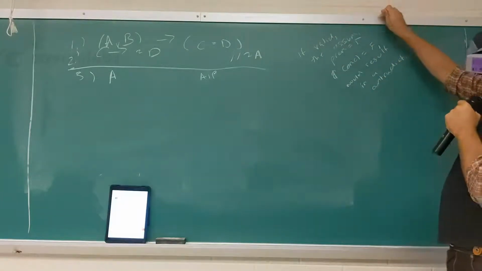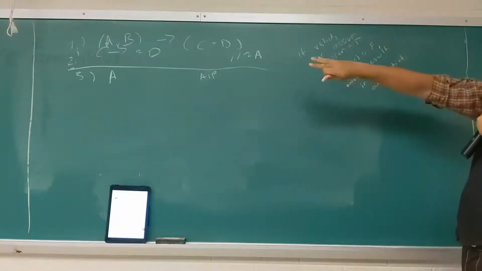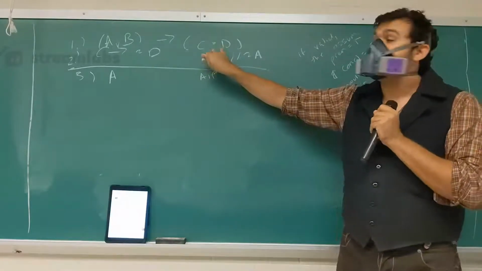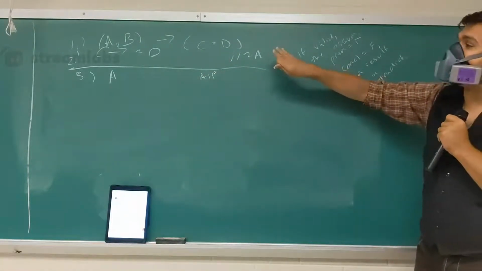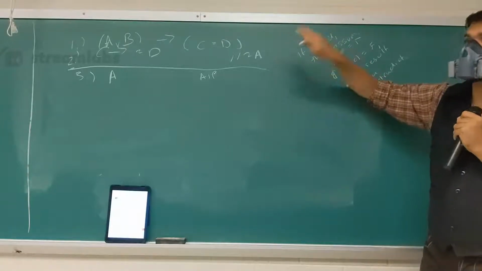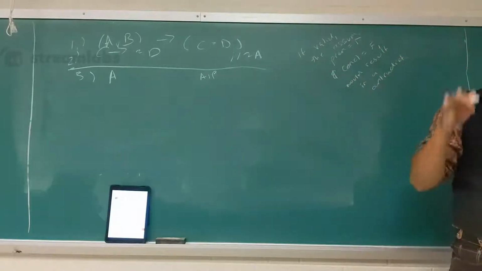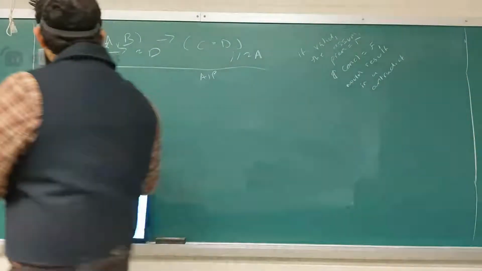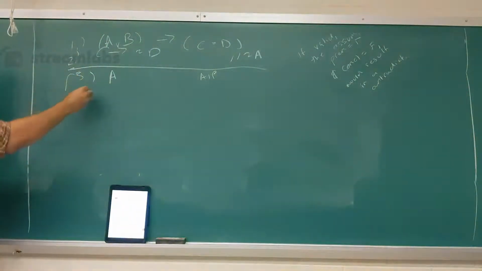If the argument was really valid, then if the premises were true, which whenever we do a proof, we're assuming they're true, right? Then an assumption that the conclusion was false will contradict the premises. It will generate a contradiction. So I assume that the conclusion is false.